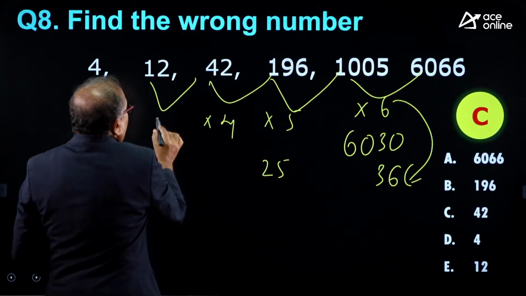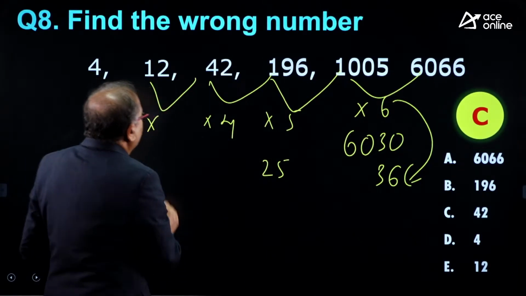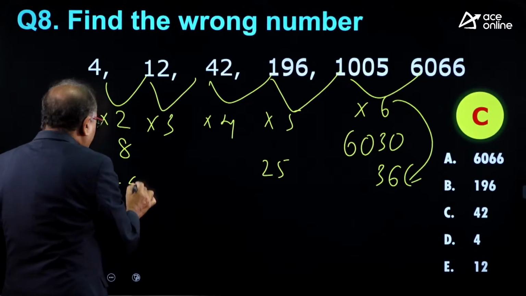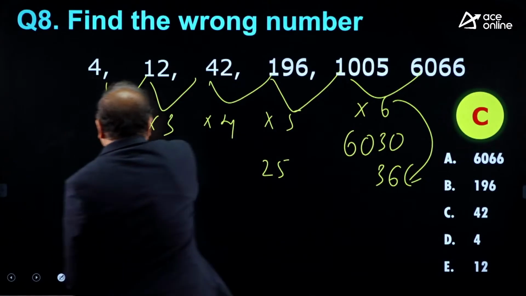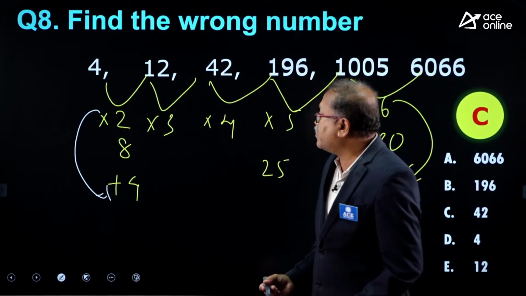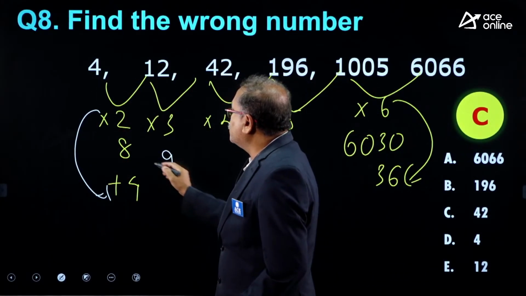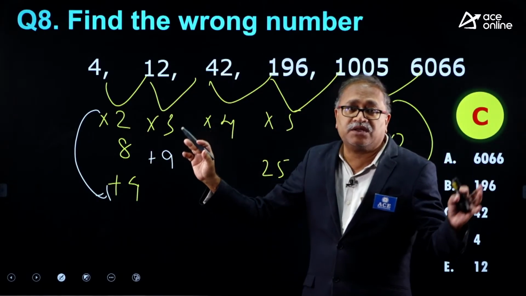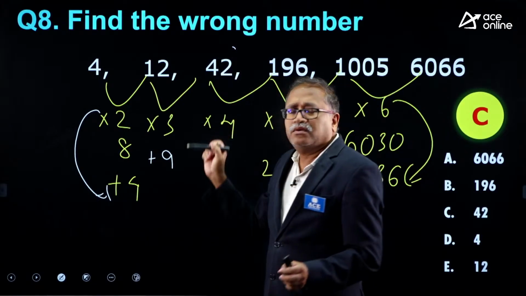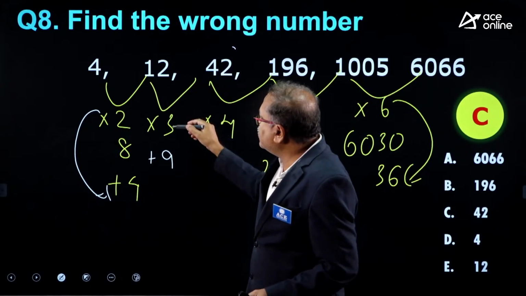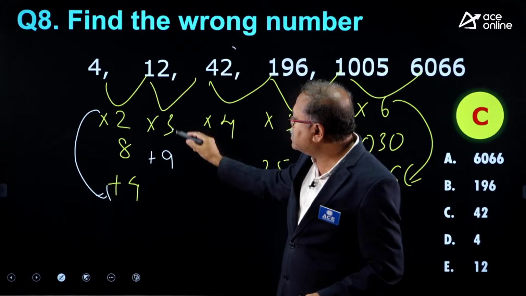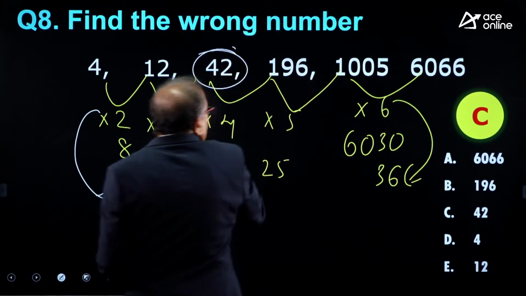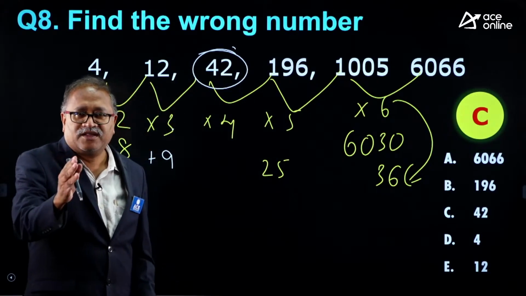Now I will put the sequence first over here: into 4 and into 3, 6, 5, into 3 and then into 2. What happens? I am getting 8 plus 4. Look at the relation, my dear friend. Into 2 plus 2 square, then into 3 plus 3 square should be there over here. 12 into 3 is 36, 36 plus 3 square is 9, so it should be 45. So 42 is the wrong number. All of you have rightly answered it.